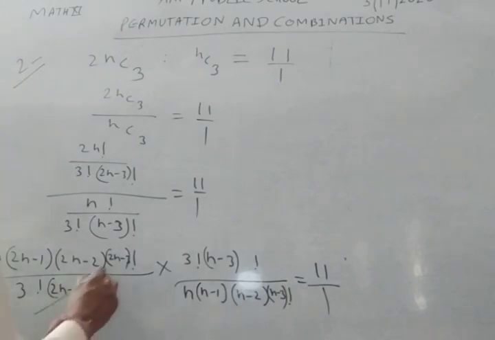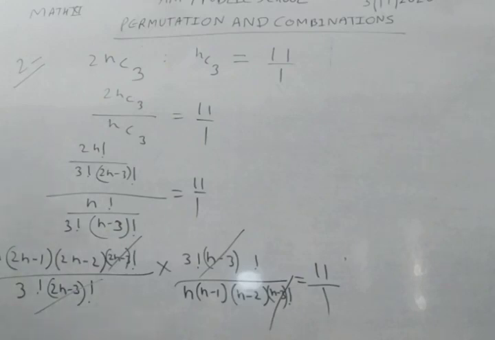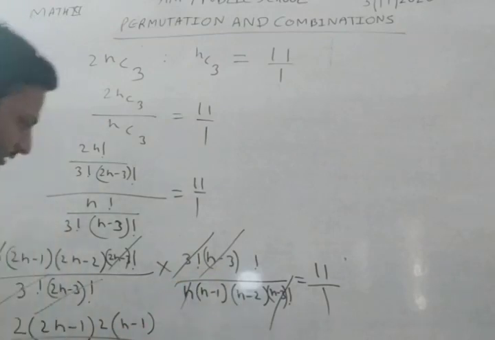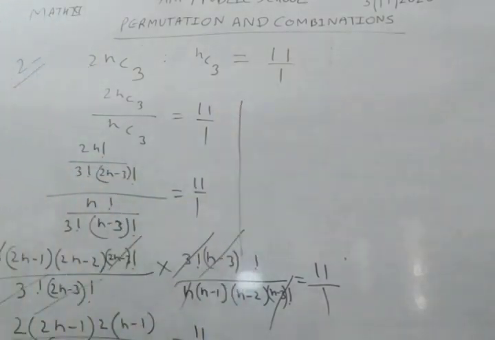Now this is cancelled, and this n will be cancelled by this n. Now what is remaining here? The factorial 3 and factorial 3 will also cancel. We get 2n into 2n minus 1 by n minus 1, n minus 2 is 11 by 1. So here n minus 1 will cancel.